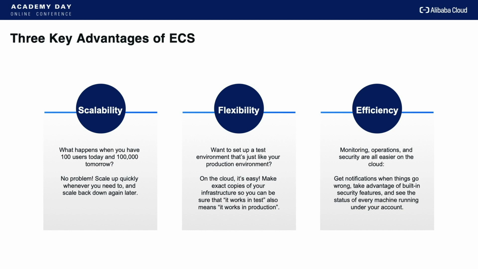Then there's efficiency. A lot of things are just much easier to do at scale on the public cloud. Monitoring, operations, and security, believe it or not, are all easier. And the reason for that is you can take advantage of tools that are built into the public cloud platform to do some of these tasks for you. For instance, on Alibaba Cloud, there's a tool called Cloud Monitor, which allows you to see things like memory pressure, CPU usage, disk usage, network metrics, all from a central console for any of your ECS instances. There's a simple free agent that you can install on your instances as soon as you set them up that will monitor all this stuff for you and send it to the Cloud Monitor dashboard.